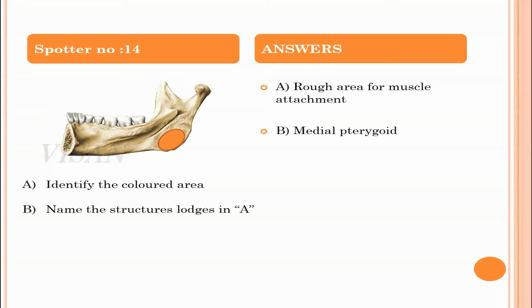Spotter number 14. Identify the colored area. Specifically, no term is used. Actually this is the rough area for muscle attachment which is seen on the medial surface of ramus of mandible and the structure attached to it is medial pterygoid muscle.